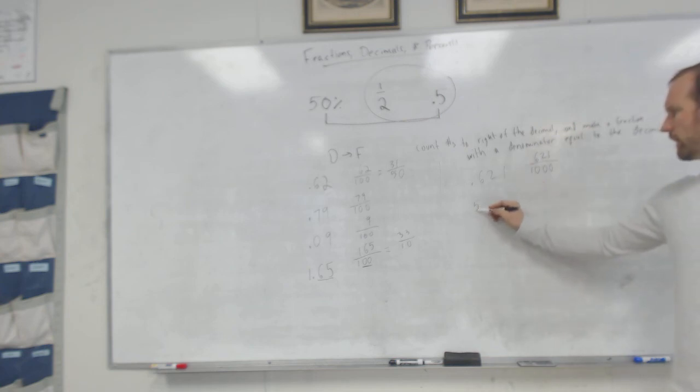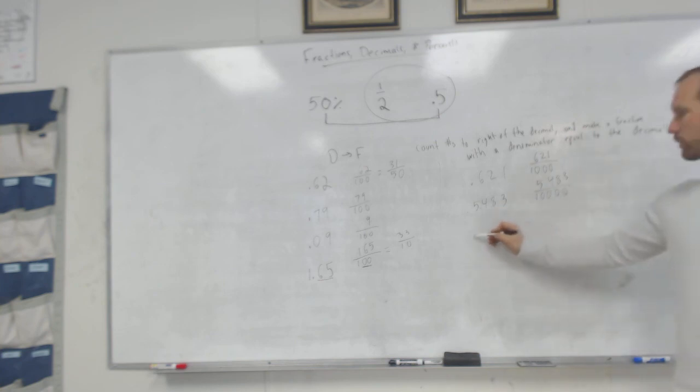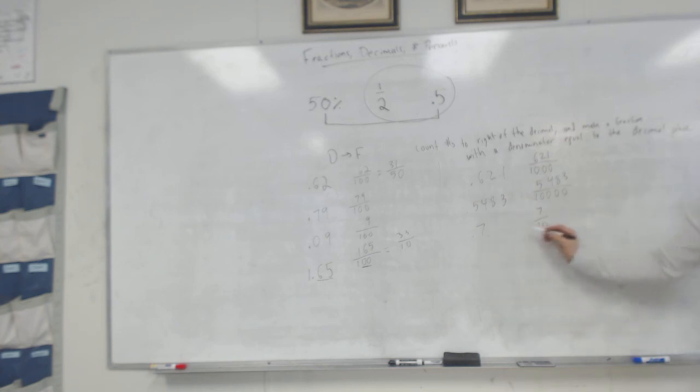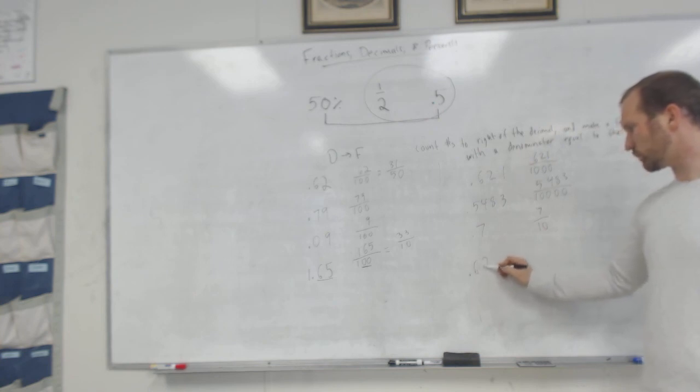Okay, 0.5483. 1, 2, 3, 4 zeros, because there were 4 numbers there. 0.7. 7 over 10. 7 10. Because there's 1 number, so I have 1 0. 0.62.